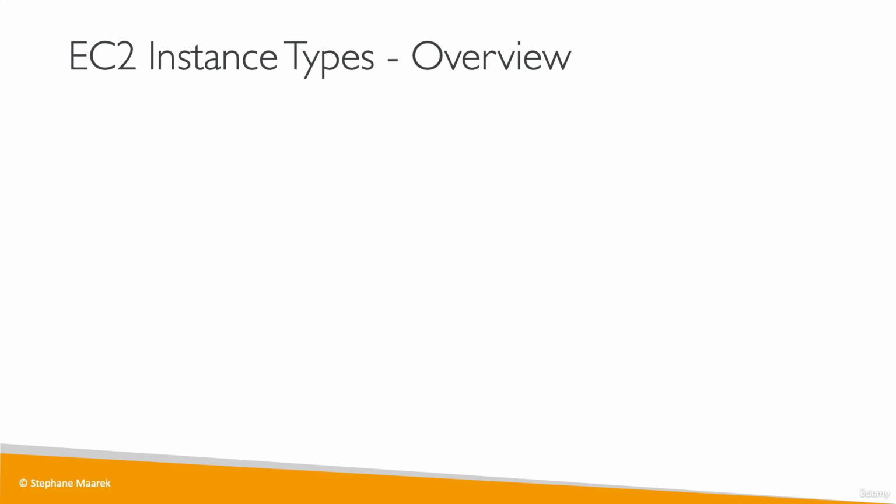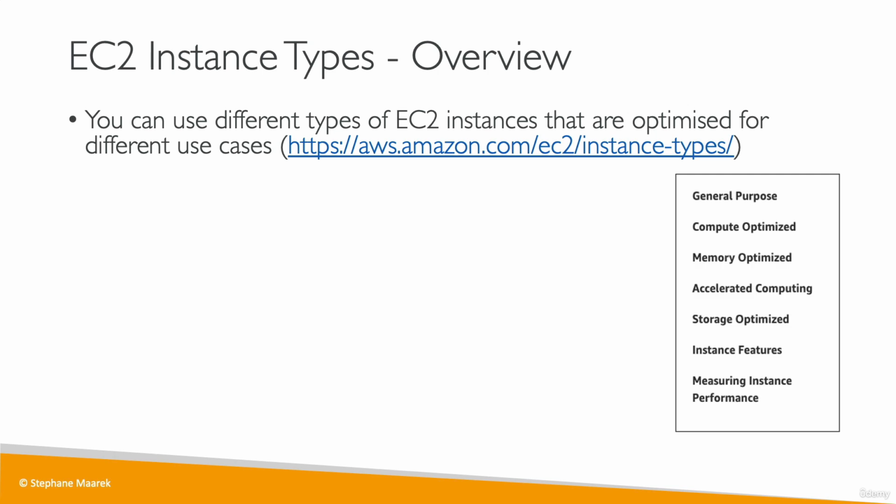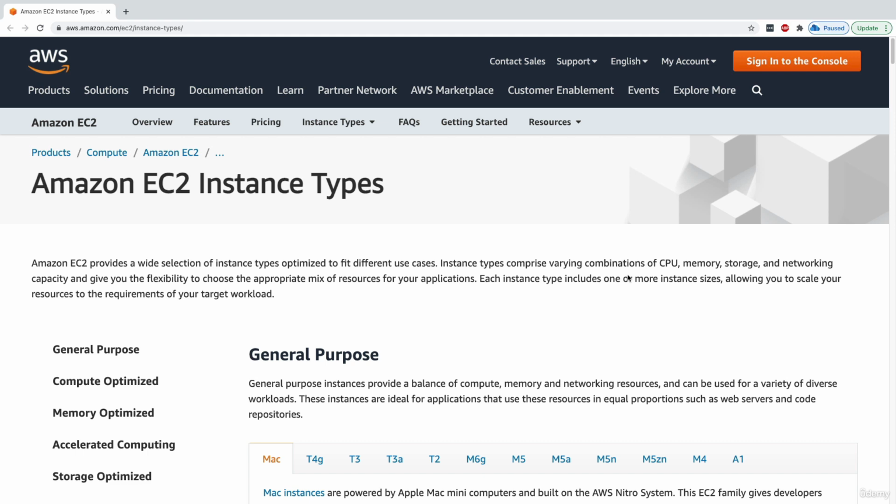Okay, so now let's talk about EC2 instance types. There are different types of EC2 instances that you can use for different use cases, and they have different types of optimization. Let's go check out this link, and we'll see we have, for now, 7 different types of EC2 instances. This website on the AWS website is what we're interested in.